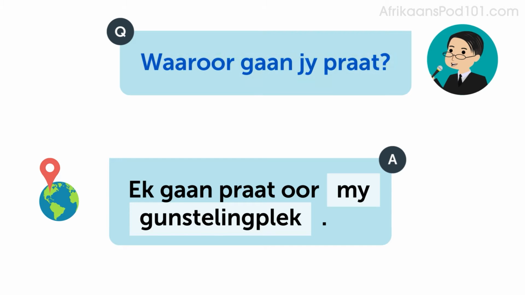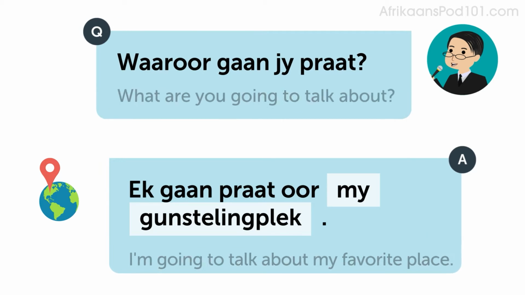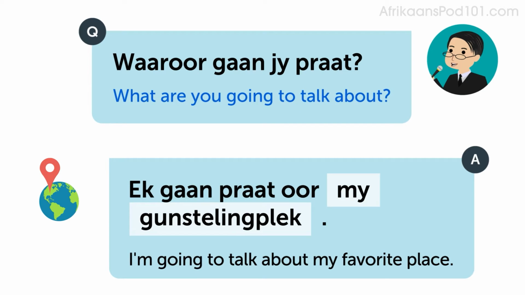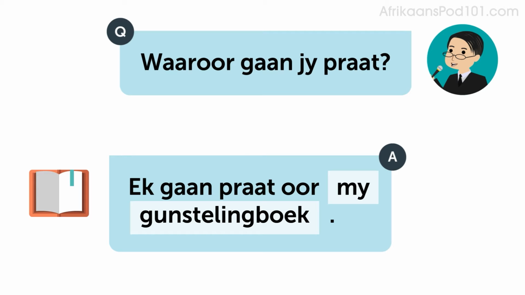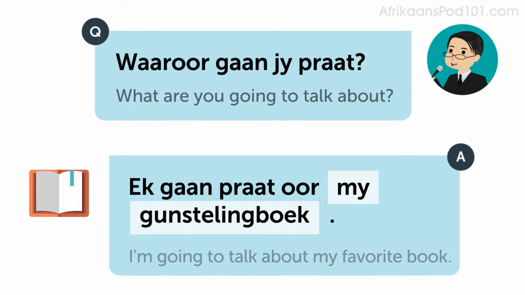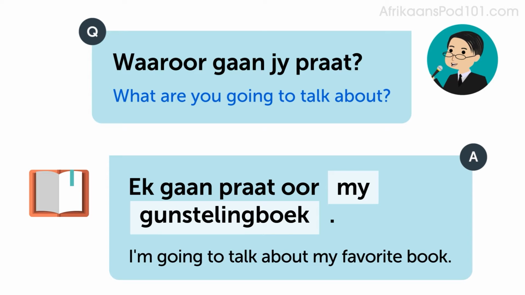Waaroor gaan jy praat? Ek gaan praat oor my gunsteling plek. What are you going to talk about? Waaroor gaan jy praat? I'm going to talk about my favorite place. Ek gaan praat oor my gunsteling plek. Waaroor gaan jy praat? Ek gaan praat oor my gunsteling boek. What are you going to talk about? Waaroor gaan jy praat? I'm going to talk about my favorite book. Ek gaan praat oor my gunsteling boek.